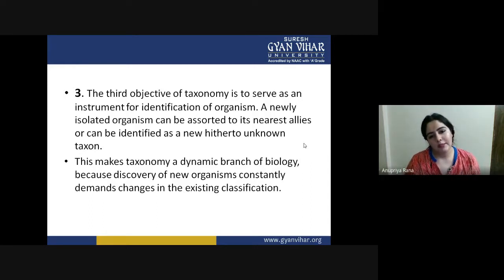Now, this makes taxonomy a dynamic branch of biology. That's why we are calling it a dynamic branch of biology, because it has room for everyone. It gives the primary goal for biologists, botanists, zoologists, microbiologists, every person of science. They have to go through the very first step, that is classification or taxonomy. Because the discovery of new organisms constantly demands change in the existing classification, that is also important.